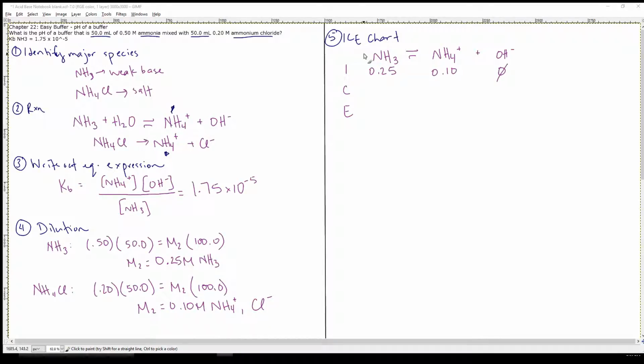My water is left out. Oops, I didn't put it on here, and I usually do. I'm sorry, water, I forgot you. Okay, water gets left out. Alright, so for our change, this is a weak substance that bounces back and forth. We don't know any equilibrium numbers, so we'll have to use our x's. So 0.25 minus x, x, x. Alright, now that we've got our x's figured out, let's plug into our equilibrium expression.